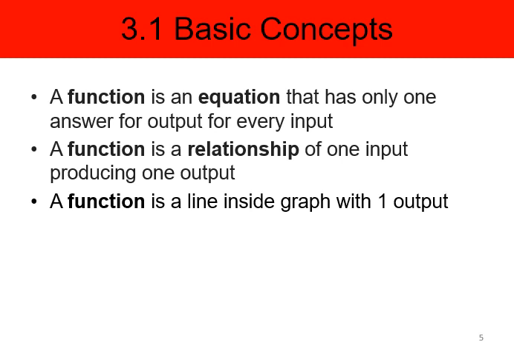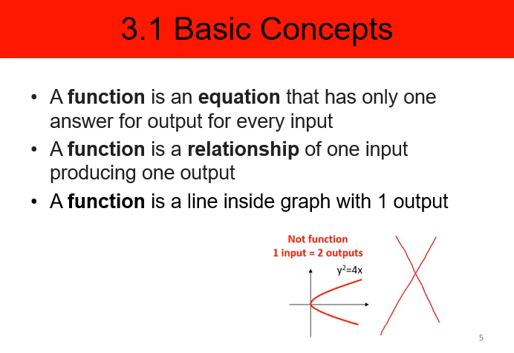When we draw the line inside the graph, it will not look like this. This is not a function. No. Why? Because when we have one input here, it is producing 2 outputs. This is not a function. This is an equation. Then the green color line is a function.